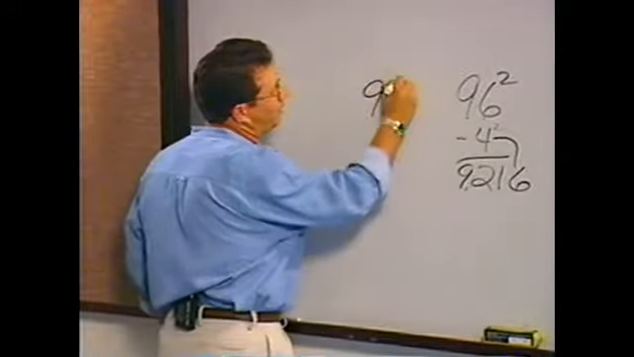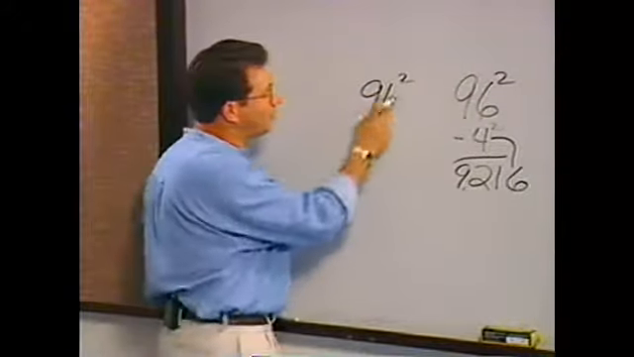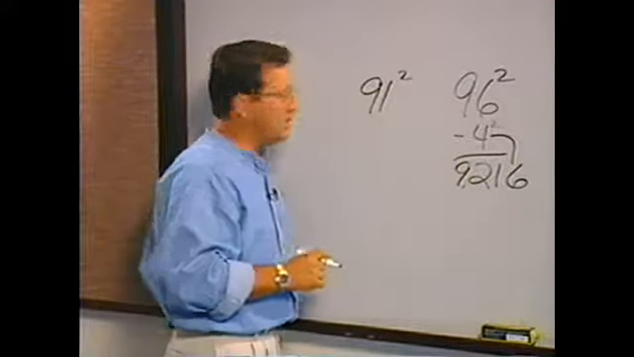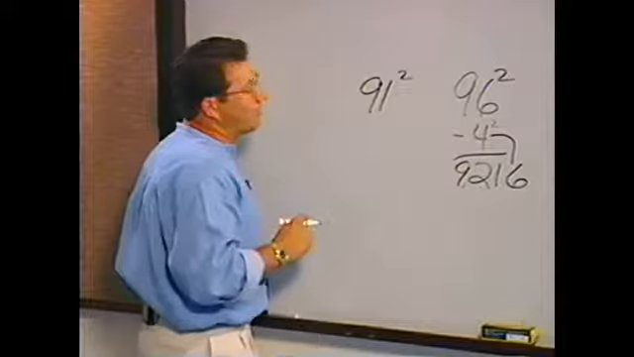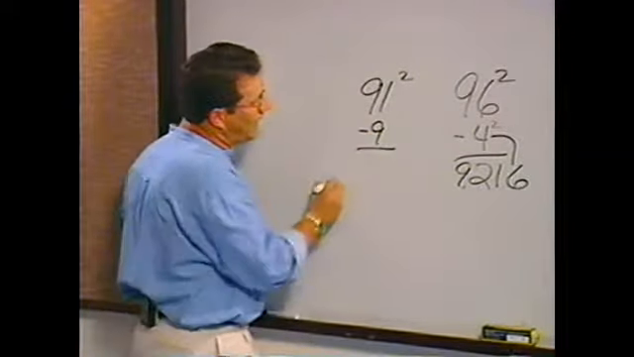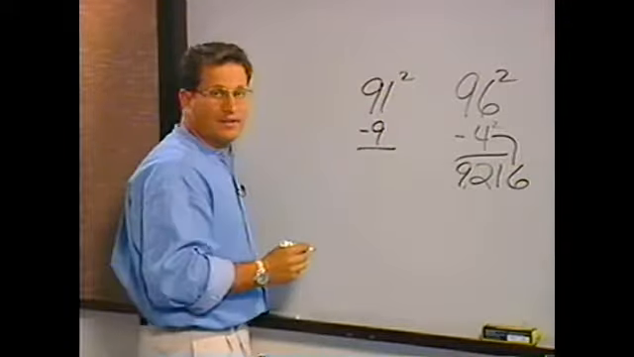Let's try another one. How about 91 squared? 91 squared, 91 times 91. Pretty difficult, but using this it's really easy. How far away is 91 from 100? 9. So I'm going to put a little minus 9 here. And what's 91 minus 9?